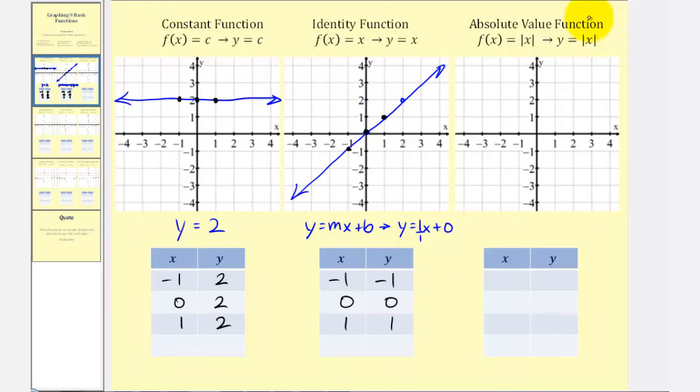For the absolute value function, we have f of x equals the absolute value of x, or y equals the absolute value of x. This resembles the identity function, except now all the y coordinates will be positive. So if we use the same inputs, or x values, the only difference here is that when x is -1, y will be positive 1, 0, and then 1. So if we plot these 3 points, -1, 1, 0, 0, 1, 1, we have the absolute value function, which we can see has a V shape.